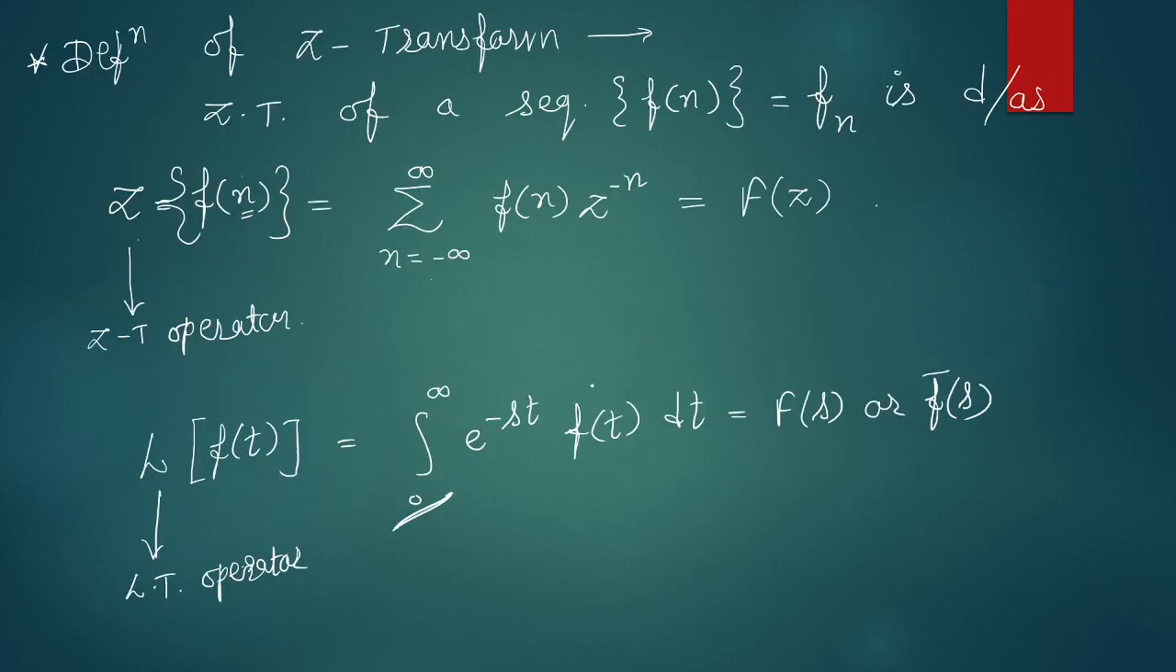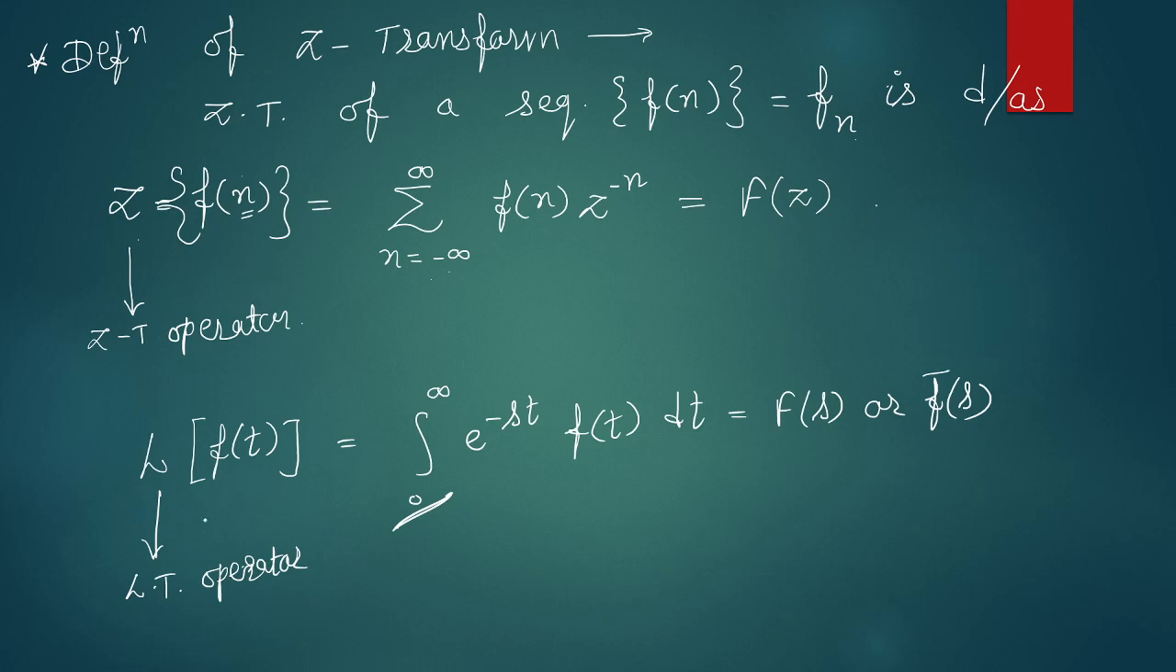Now we discuss the definition of Z transform. The Z transform of a sequence f of n is defined as Z of f of n equal to summation n equal to minus infinity to infinity of f of n z to the power minus n, and it is denoted by capital F of z, where capital Z is the Z transform operator.